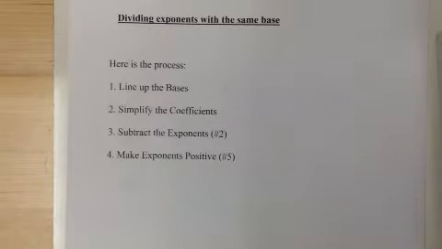Next we have dividing exponents with the same base. Here's the process. Number 1, line up the bases. Number 2, simplify the coefficients. Number 3, subtract the exponents using rule number 2. Finally, step 4 is make exponents positive by using rule number 5.